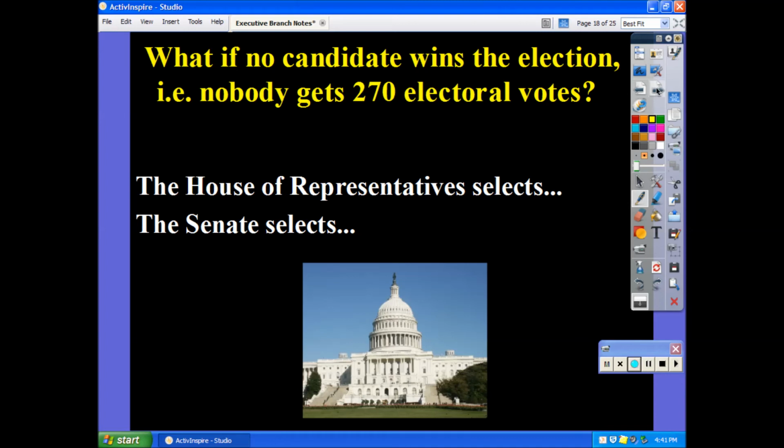Well, this is always a consideration. As a matter of fact, there have been several times in our history where that's exactly happened, where nobody wins. And the result is, well, how do we decide? The Constitution says the House of Representatives will select the president.